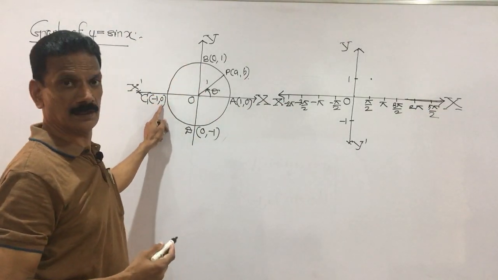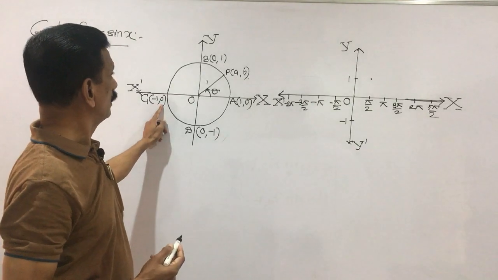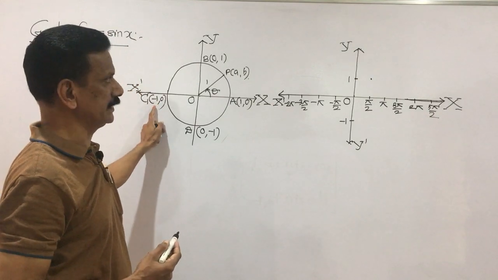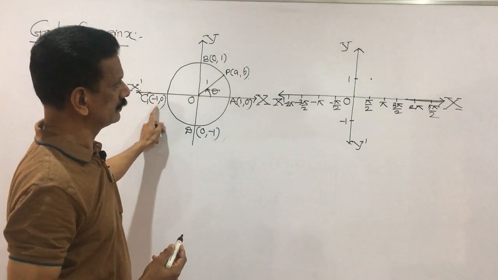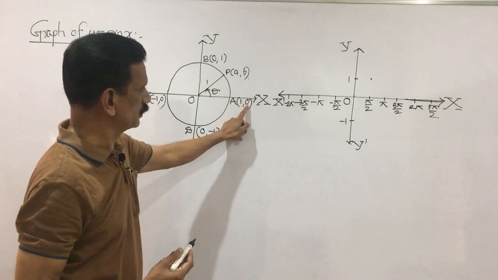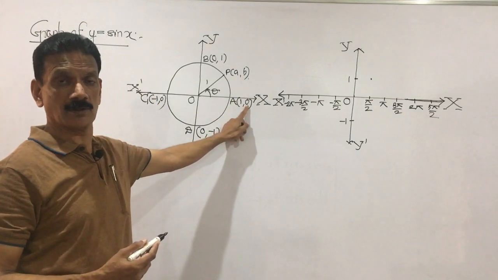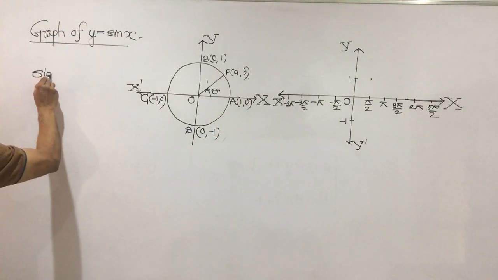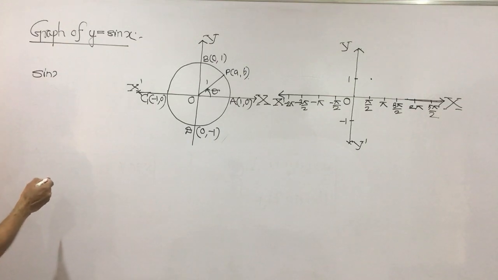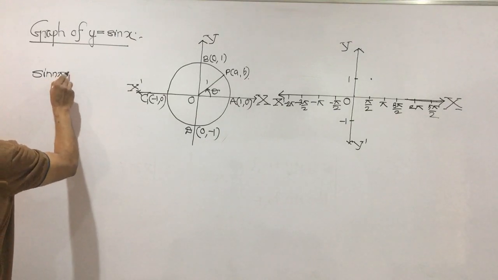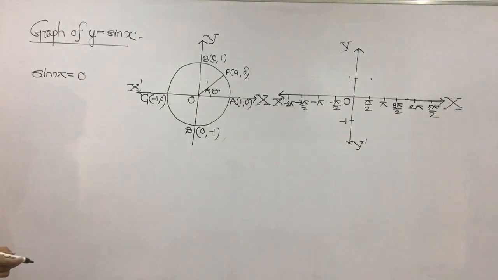Next, when we come here, what do we get? See, my dear friends, it is sin pi. Sin pi is 0, I am sorry, 0 here. Sin pi is 0 because, I hope you remember, sin n pi is always 0. Sin n pi is always 0. Am I correct, my dear friends?